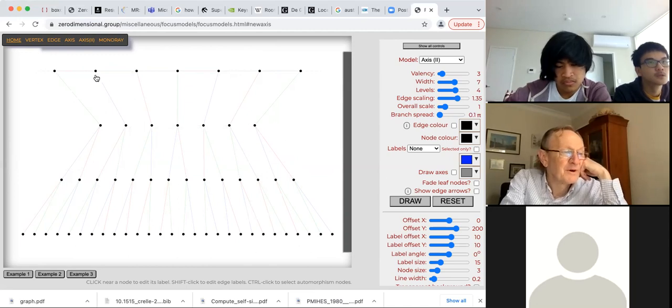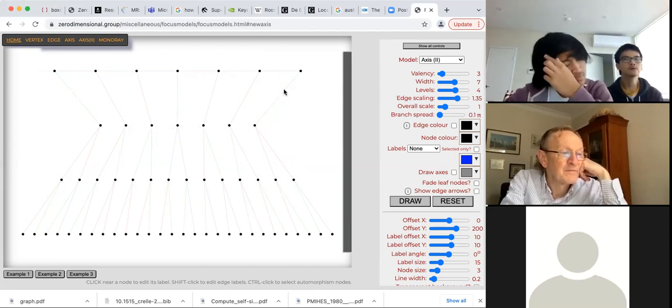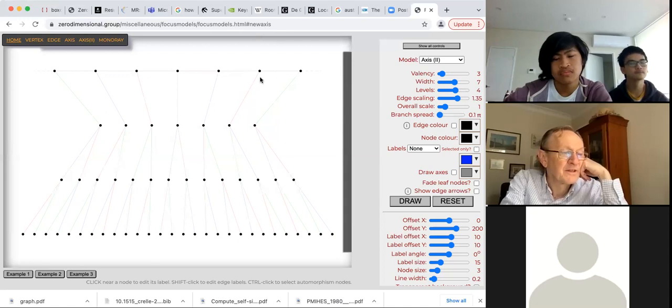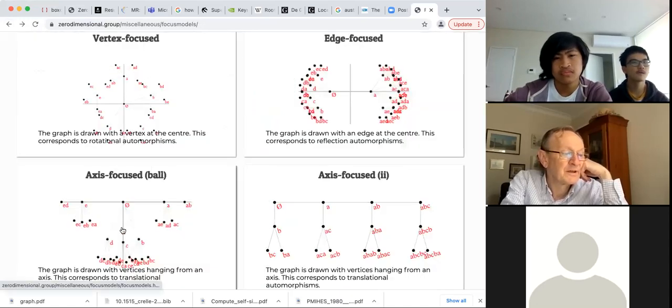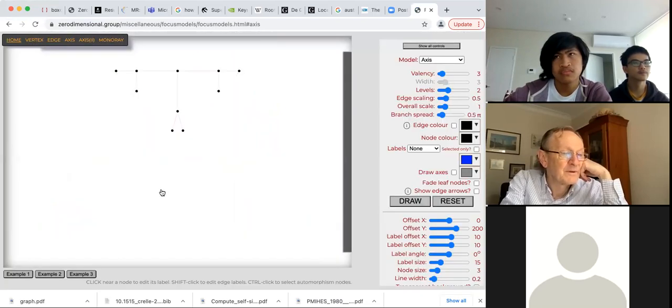But anyway, what I wanted to say was that we have an axis. So we can think here that we can translate along this axis. So that's another type of symmetry of the tree. Let's see about this one.